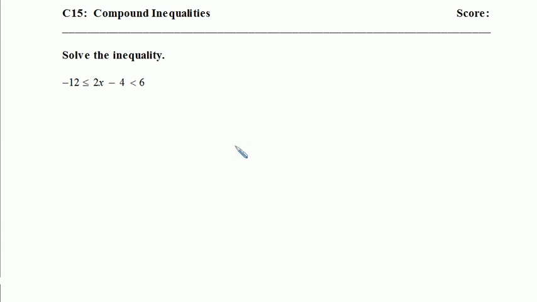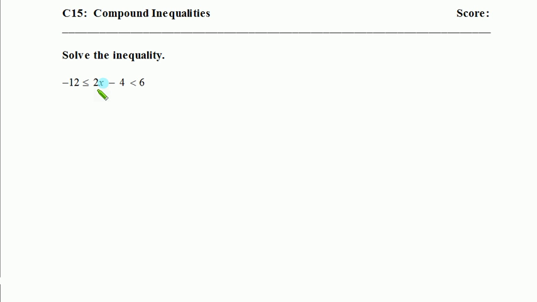Alright, this first problem in solving compound inequalities is number 13. And they give us negative 12 is less than or equal to 2x minus 4 is less than 6. All we want to do is treat this like it's a three-sided type of equation or inequality. I'm trying to get x by itself in the middle. So I've got a 2x minus 4 in the middle. I'd like to end up with just an x in the middle.